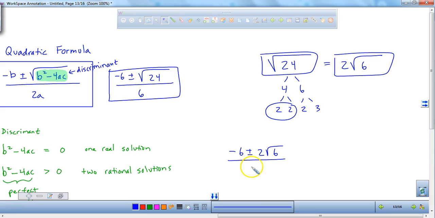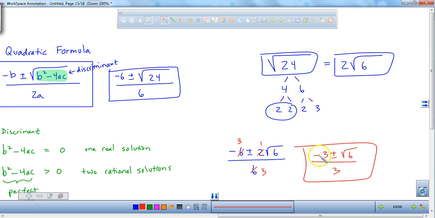I rewrite it. All right. Now, square root of 24 becomes 2 radical 6. What is divisible into a 6, a 2, and a 6? There's only one number that's divisible into all of those, and that number is 2. So I'm going to take half of that, put a 3, take half of that, put a 1, take half of that, put a 3. So here's my final answer. -3 plus or minus radical 6 all over a 3.